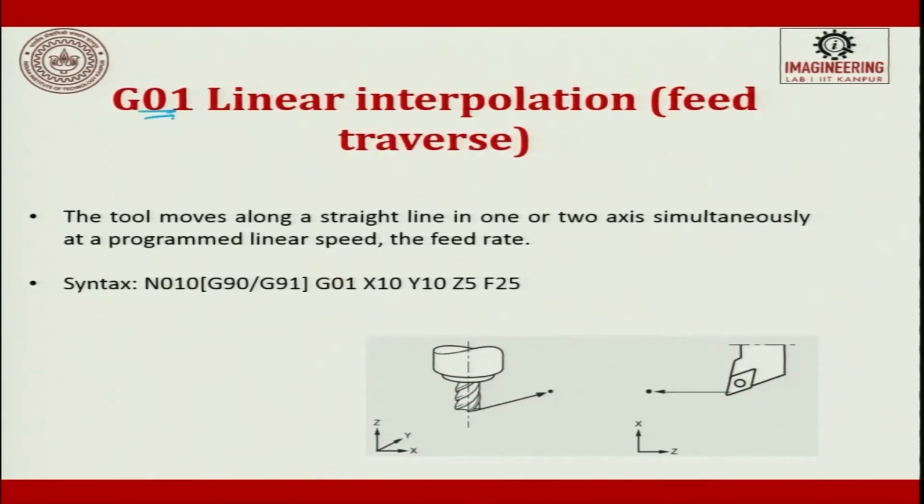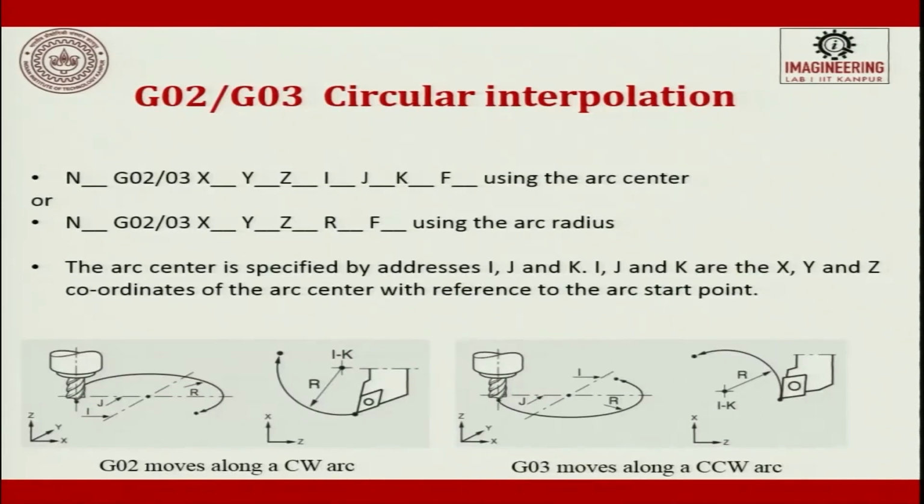When you look at G01, the tool moves along a straight line in one or two axes, that is what I said, horizontal, vertical, or two axes for tapers, simultaneously at a programmed linear speed, the feed rate. So, here we follow the speed and feed rates that are defined. We write the block N010, G90 or G91, absolute or incremental, G01 command, x, y, z, and we define the feed. You can also have the speed 1000. So, at a programmed linear speed and feed rate, the block will execute.